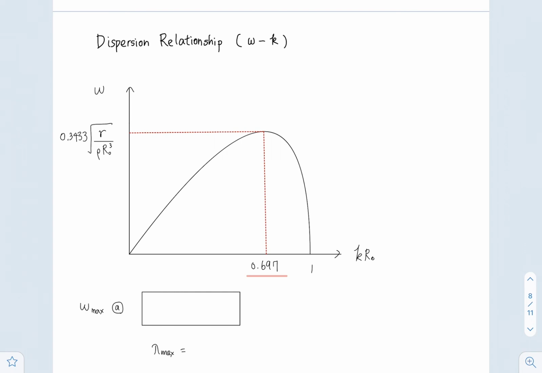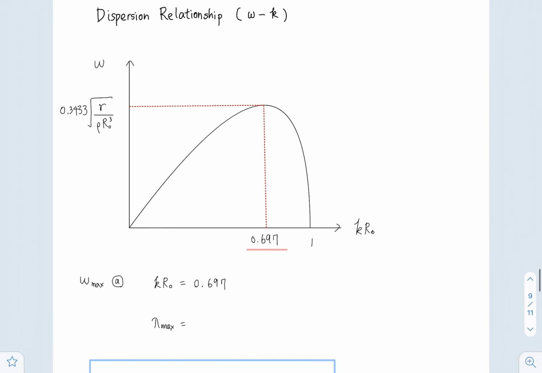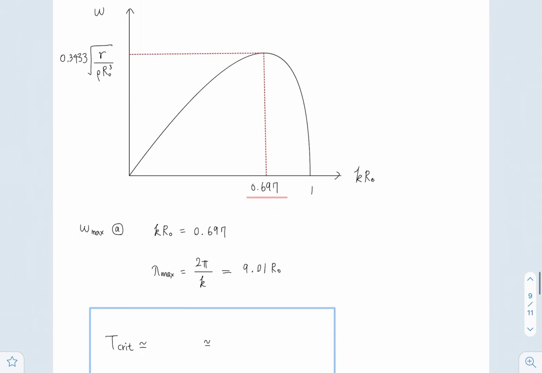As I said, the maximum omega occurs at kr0 equals 0.697, and here we also know that our lambda max can be expressed as 2 pi over k, which is equal to 9.01, or sometimes 9.02, r0.